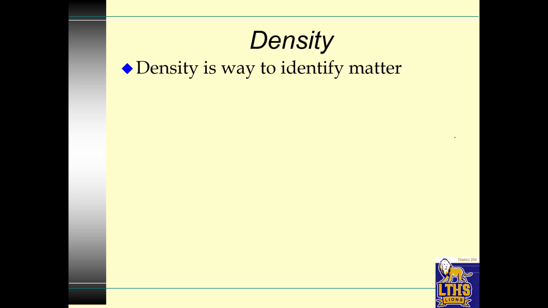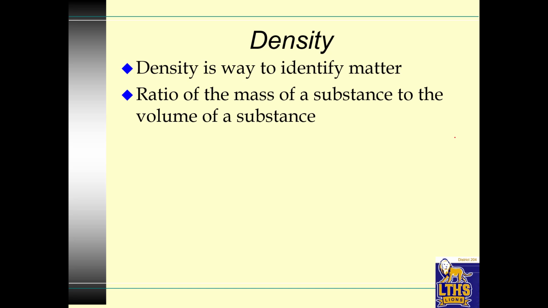Density. Density is a way to identify matter. You can tell something's density, it helps you identify what it is. Like density of iron is different than the density of copper, so it can help you identify things. And density is a ratio of the mass of a substance to its volume. Okay, so here's a formula. Density equals mass over volume, or D equals M over V.